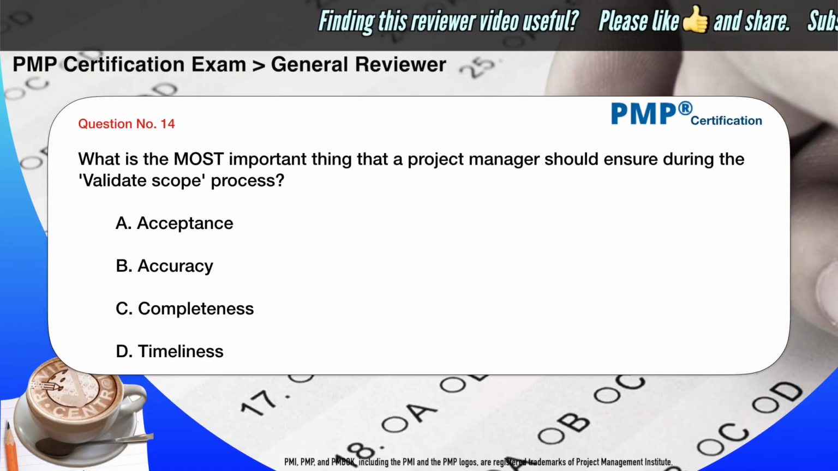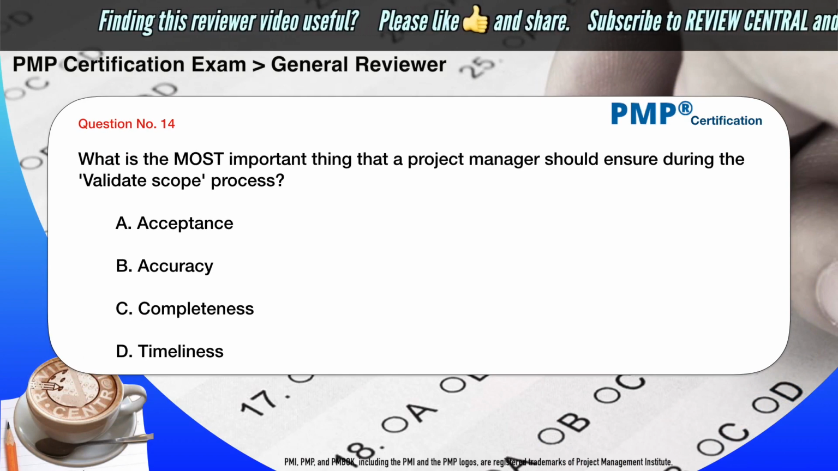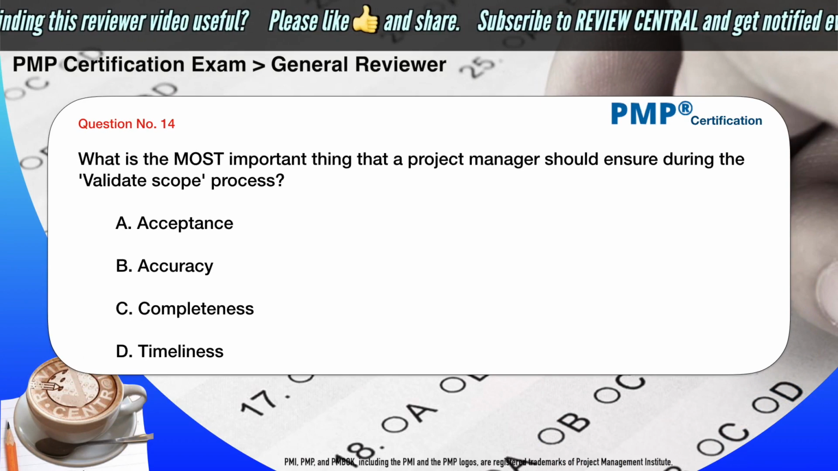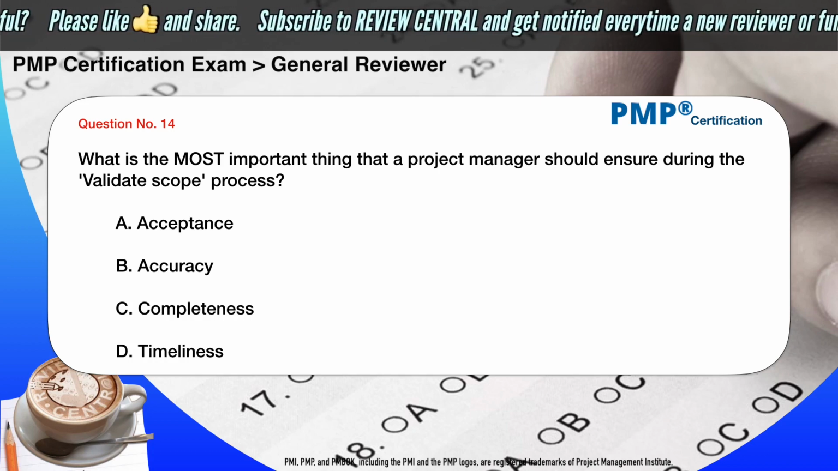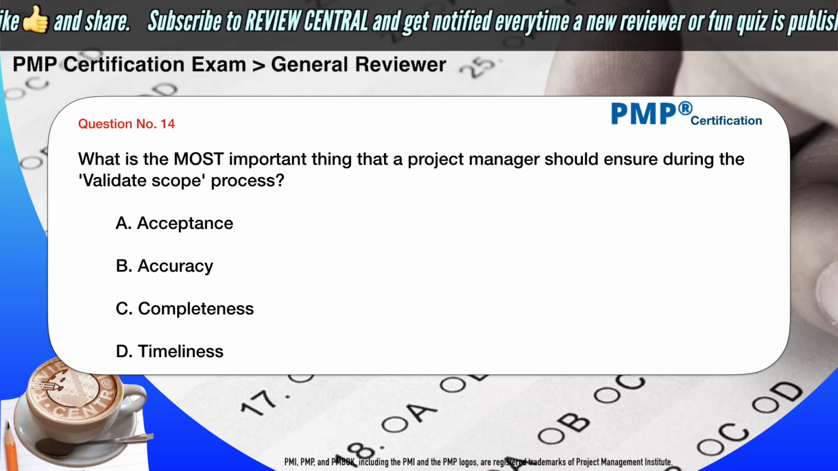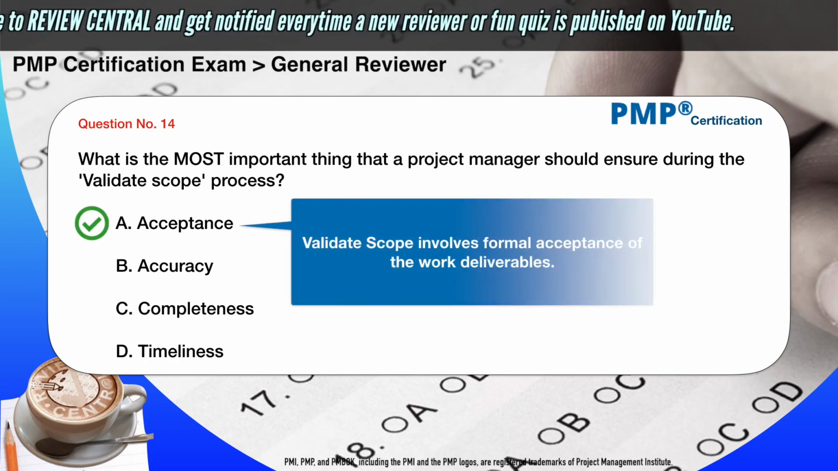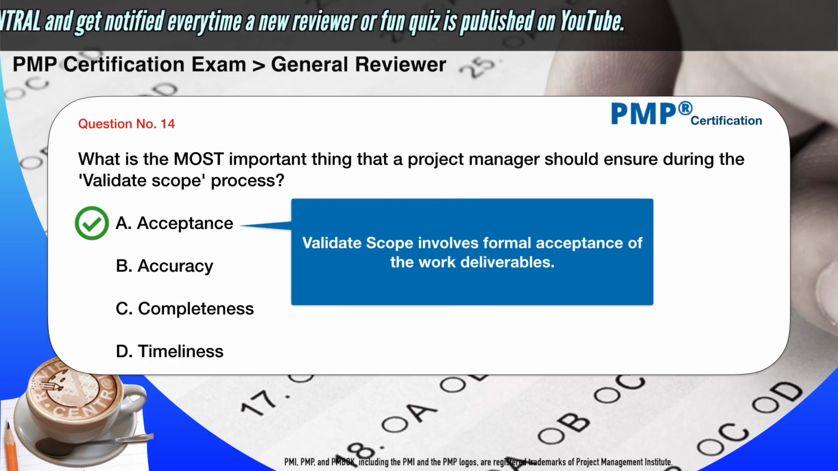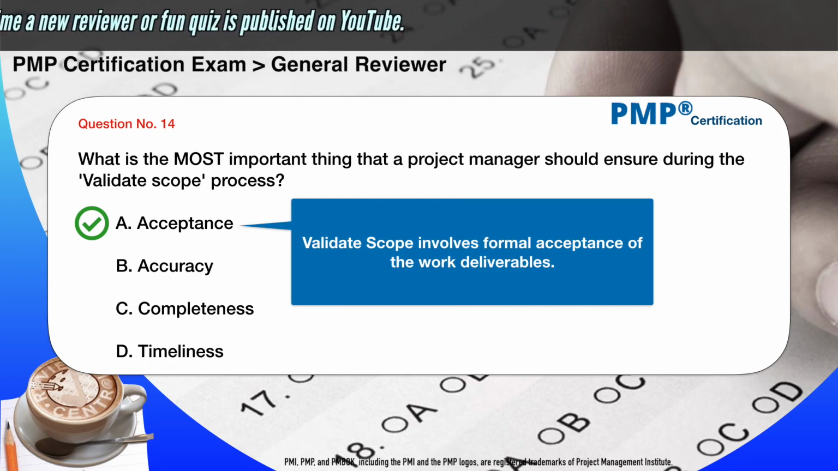What is the most important thing that a project manager should ensure during the validate scope process? A. Acceptance. B. Accuracy. C. Completeness. D. Timeliness. The correct answer is A. Acceptance. Validate scope involves formal acceptance of the work deliverables.